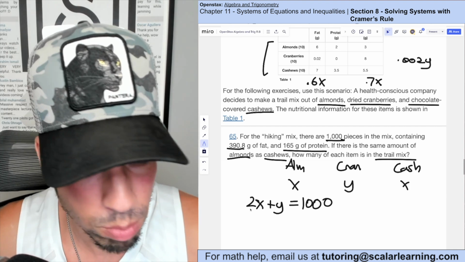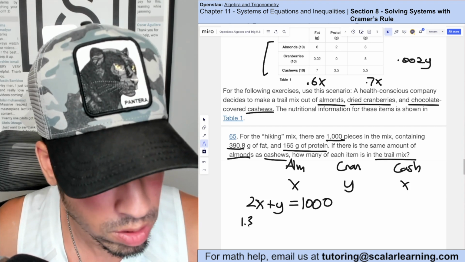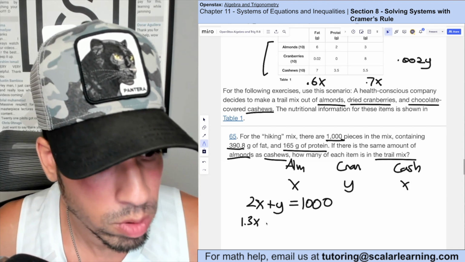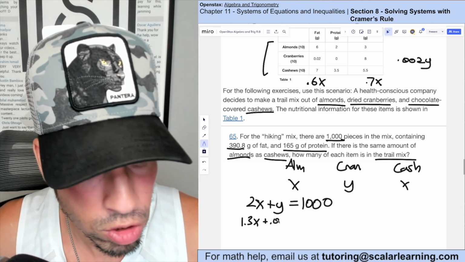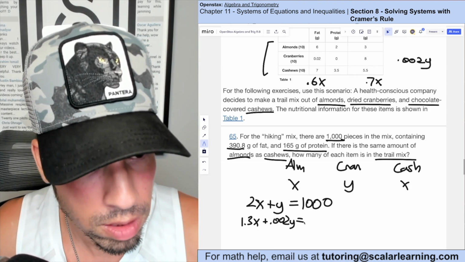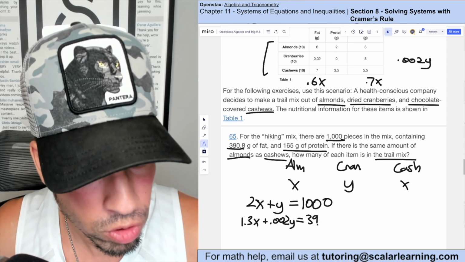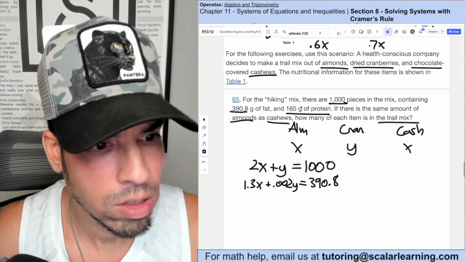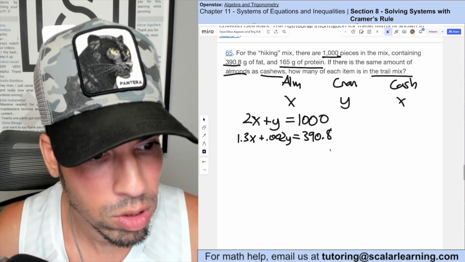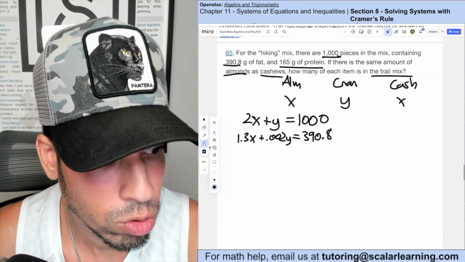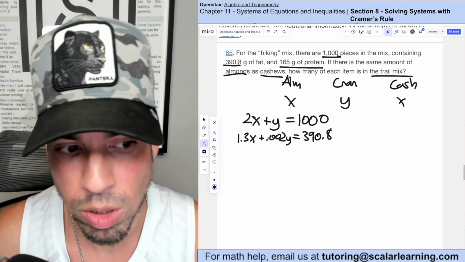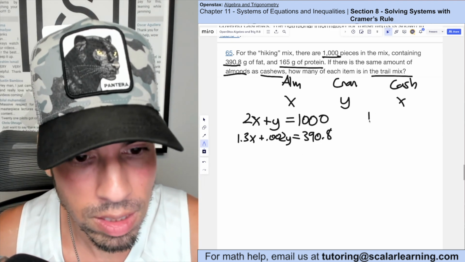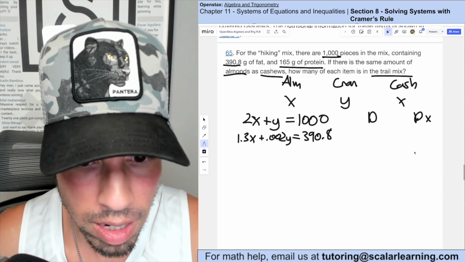So we can add these together. By the way, 0.6 and 0.7 make 1.3x. And then we've got plus 0.002y, and this equals 390.8. Now, let's move it down. And here's the thing. I don't need this third relationship because we've reduced this to a 2-variable system. I got 2 equations with 2 variables. We're good to go. So now we need to get d, dx, and dy.